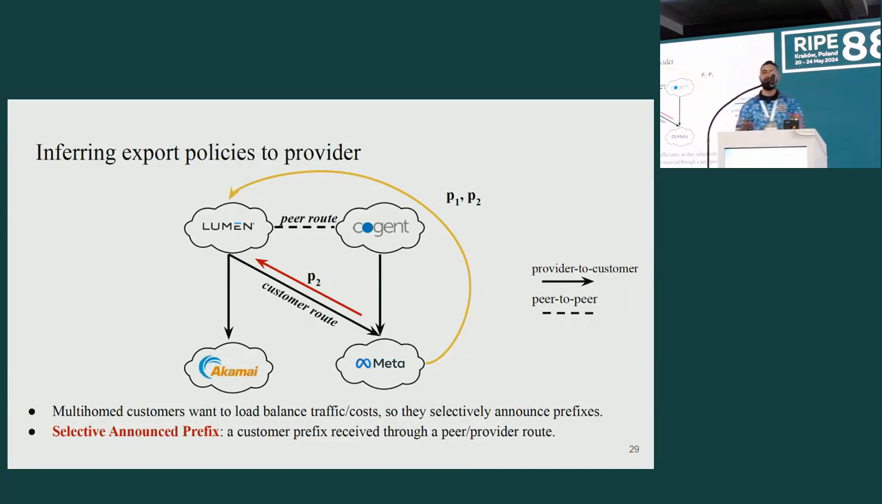If everything was working based on the Gao-Rexford model, Lumen would follow a customer route to reach a customer prefix. And that is what happens in prefix P2. However, in prefix P1, Lumen is going to follow a more expensive route, which is the peer route, to access that Meta prefix. So if we need to give a definition, a selectively announced prefix is a customer prefix received through a peer or provider route. Also, a selectively announced prefix can be a peer prefix received through a provider route, but we'll only focus on customer prefixes in this presentation.